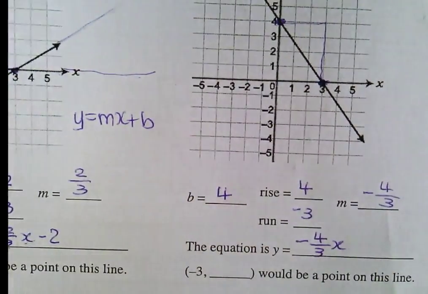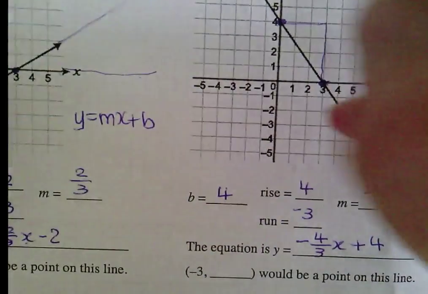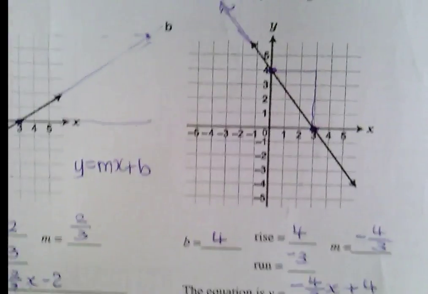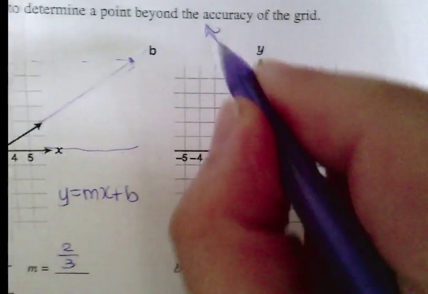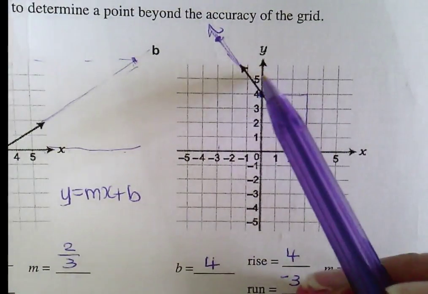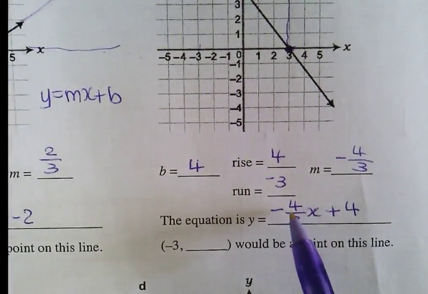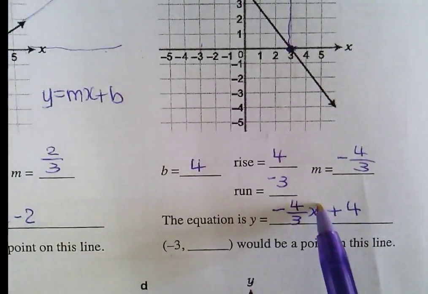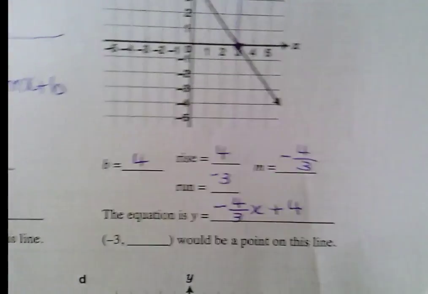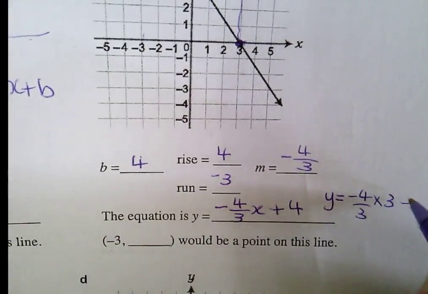-4/3 x. What's the y-intercept? +4. So girls, if this equation continued, this line up here, what value of y would you get for x = -3? I can't read it on the graph. It would be up here somewhere. I'm thinking 8 or 7. Right, but let's see. Here's my equation. So I'm going to put -3 in here. So what's -4/3? So watch. Y equals -4/3 times 3 plus 4.